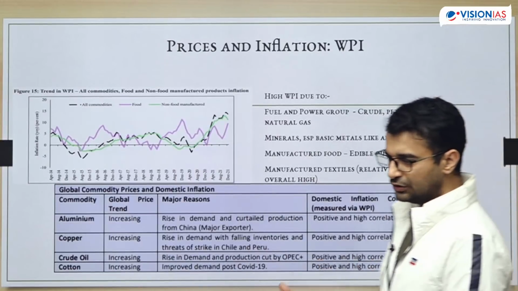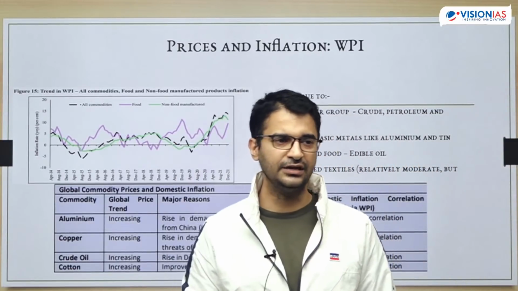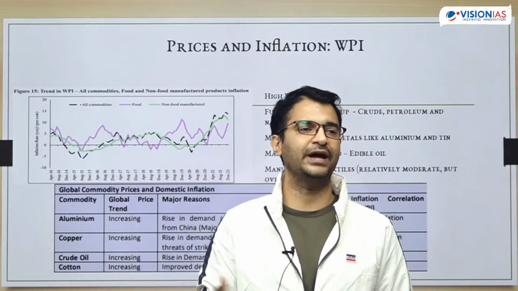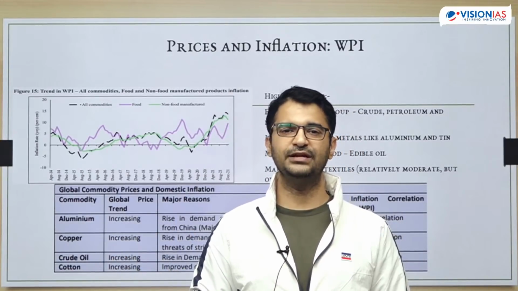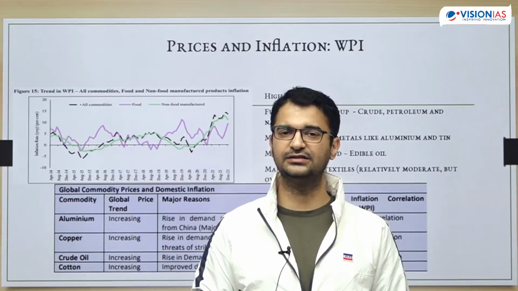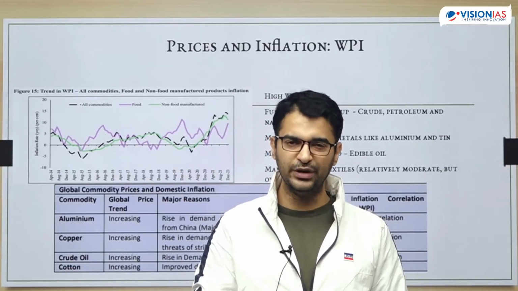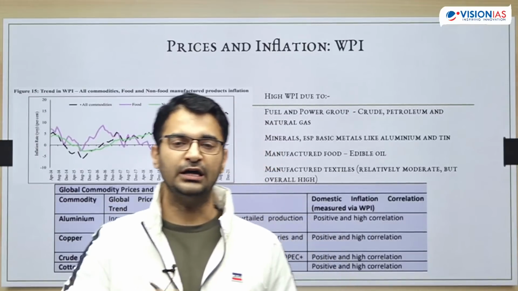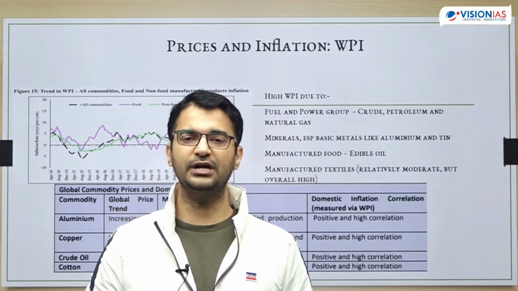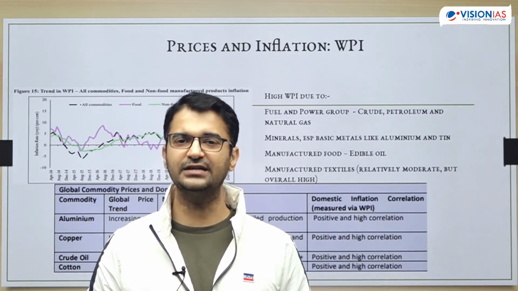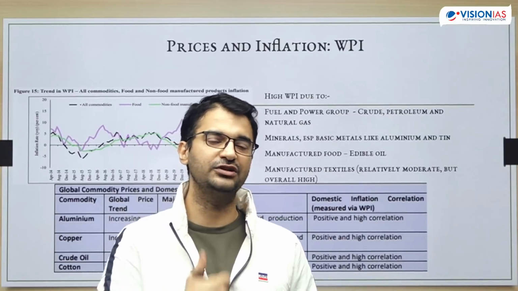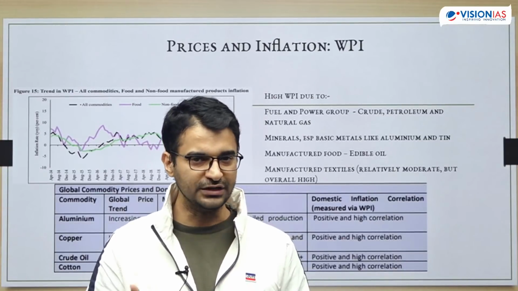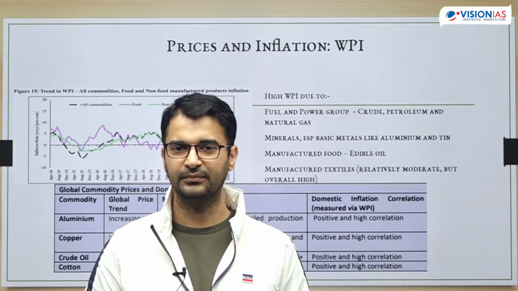Industrial manufactured goods, their prices have increased because input prices have increased. There has been a rise in price of basic metals, iron ore, aluminium, tin, or price of coal. Inputs that go into the production process, their prices have increased, and that has caused a rise in industrial costs. Therefore, the first reason for increase in WPI.